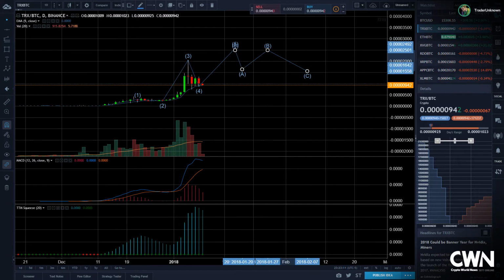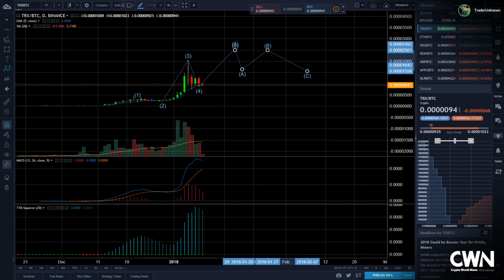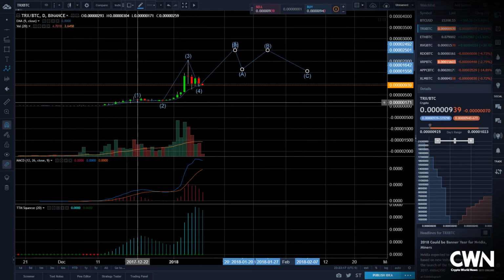And test of support. And then that means we're in a higher degree 1-2, which means even higher prices.